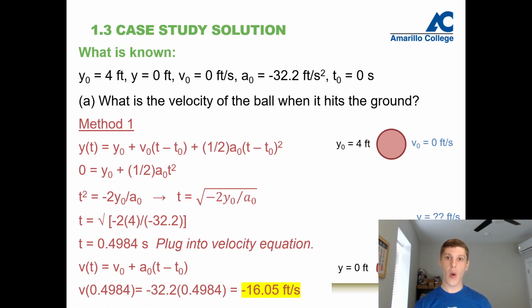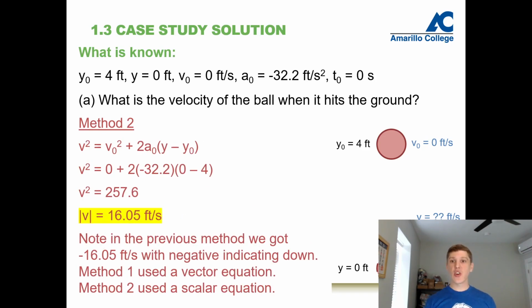So the big takeaway is that when we used this method, because we came back to this vector equation, we ended up with a sign of negative 16.05 feet per second. The way that we defined our axes in the problem, y is positive up, so negative 16 indicates that the velocity is in fact down. So it's a vector equation, and we were able to find a magnitude and a direction.